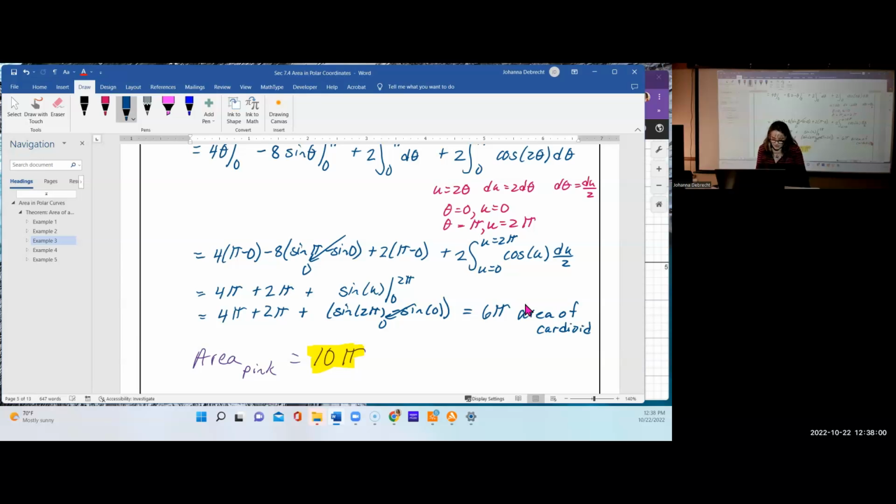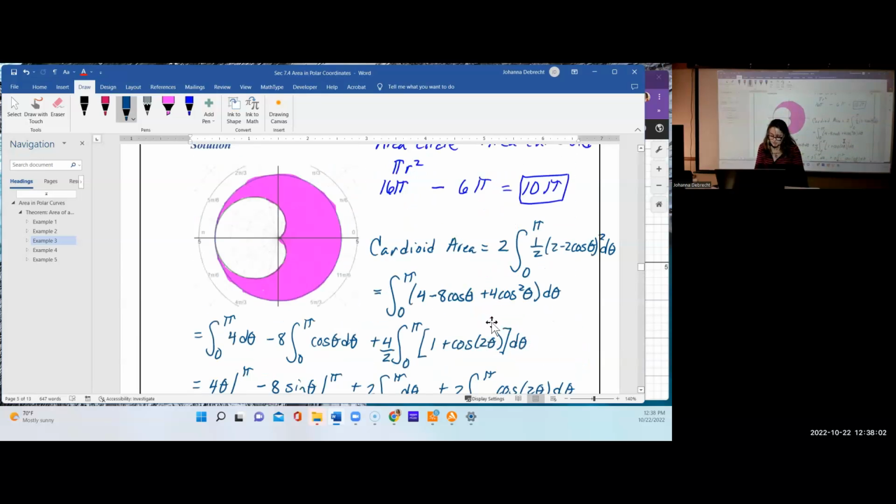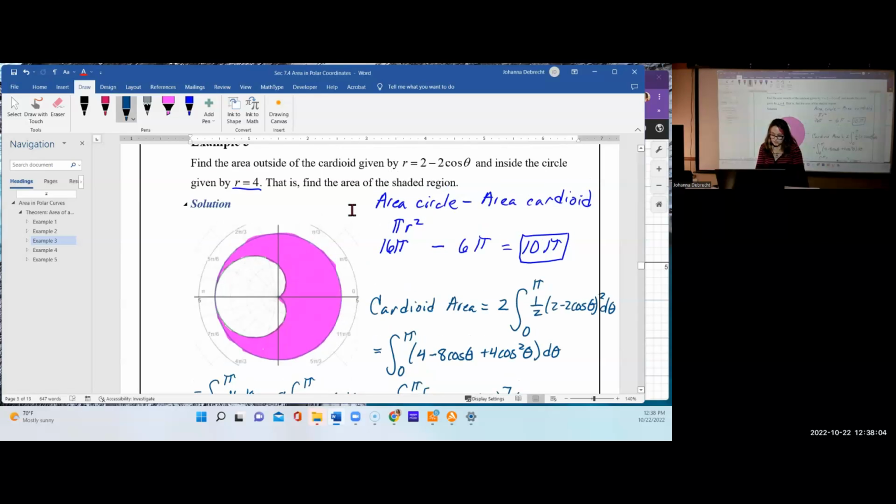So then I go back up to the top where I had it written up here in bright blue. The area of the circle turned out to be 16 pi. The area of the cardioid is 6 pi. So the area in between them is 10 pi.